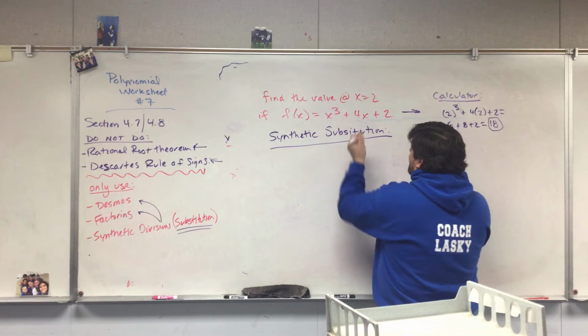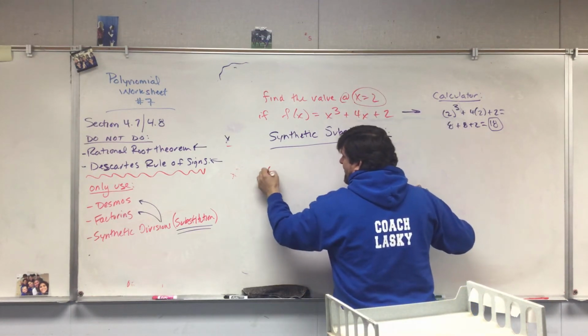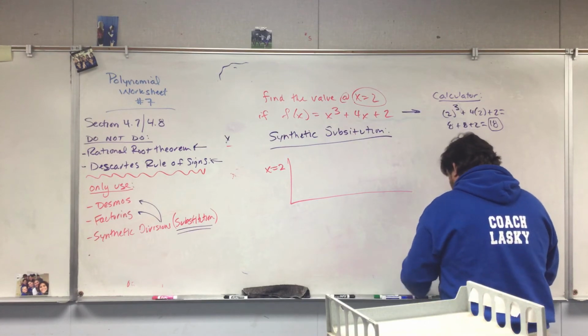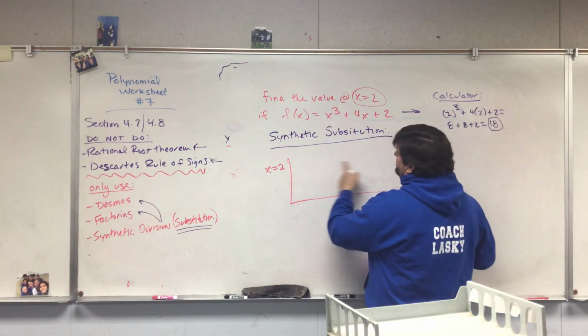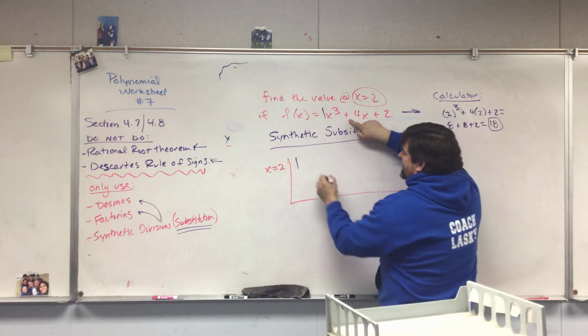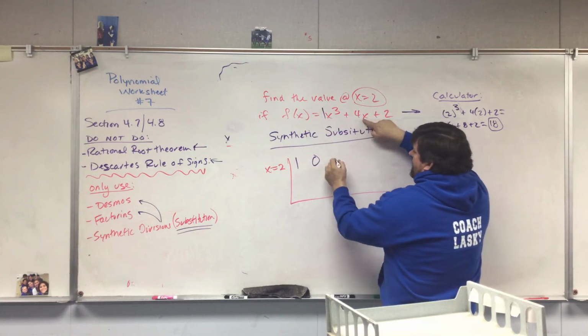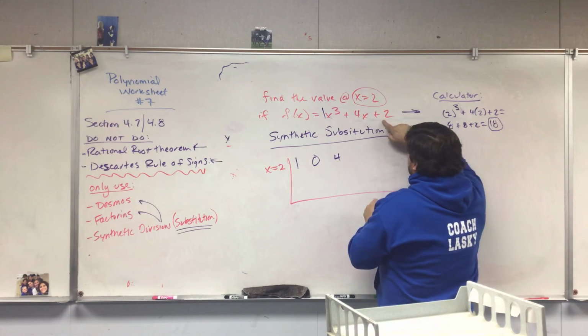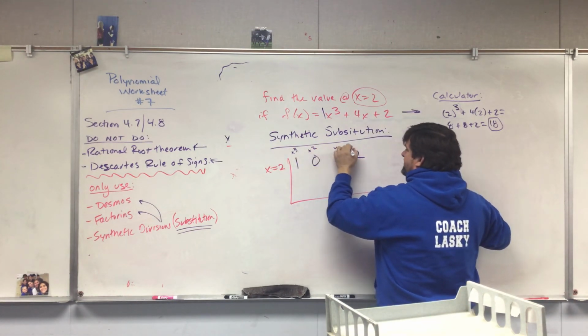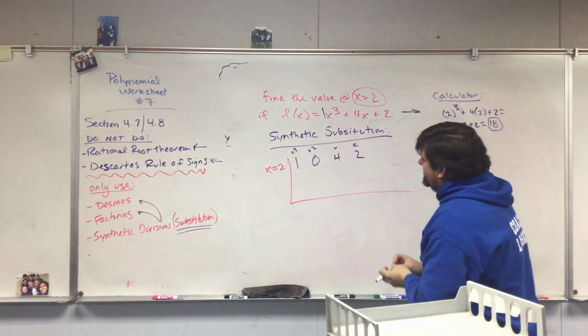So, look at, I got x equals 2. So x equals 2. I draw my upside down piece for synthetic division. I put in my coefficient, which is 1. I'm missing x squared, which is 0. I put a 4 in. I put a 2 in. So we've got x cubed, x squared, x, and our constant. So that's what we did before.